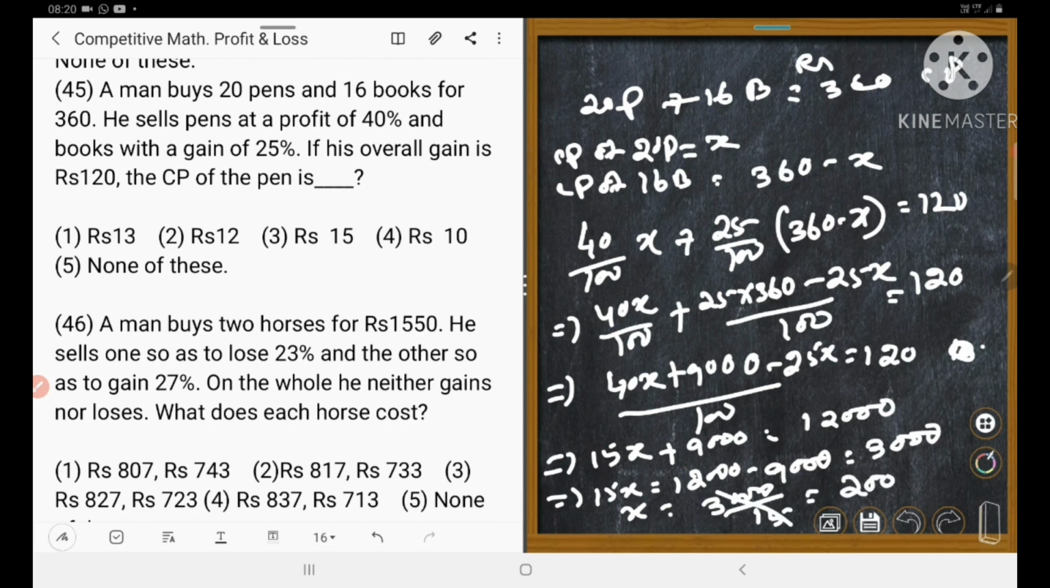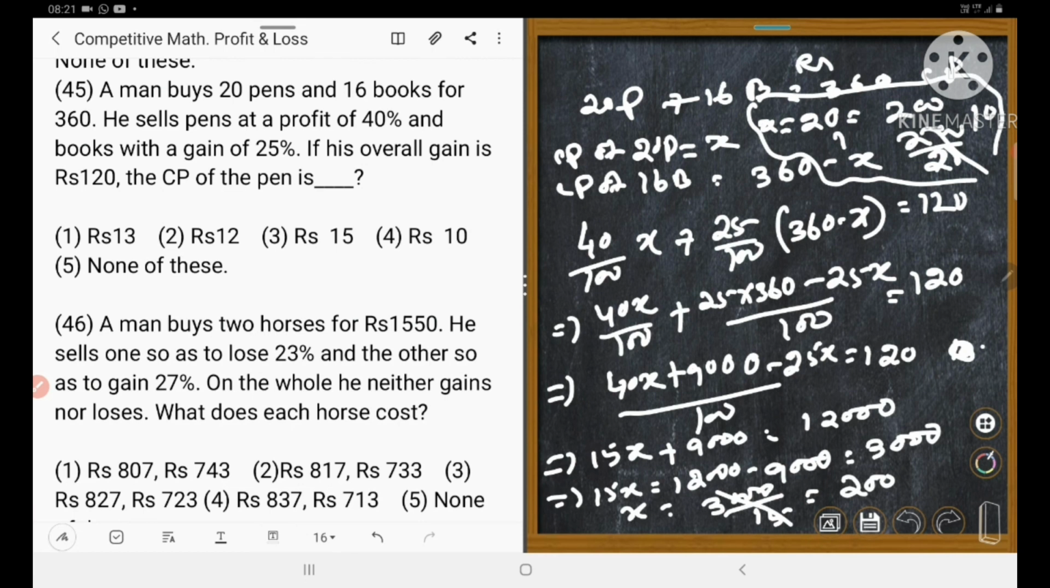You understand? So this X means 20 pens. X is equal to 20 pens. 20 pens is equal to 200. 1 pen is equal to 200 upon 20 is equal to 10 rupees. Could you understand? So, what is asked over again? The CP of a pen is equal to how many? 10. That is number 4. Number 4 is the correct answer. Okay.